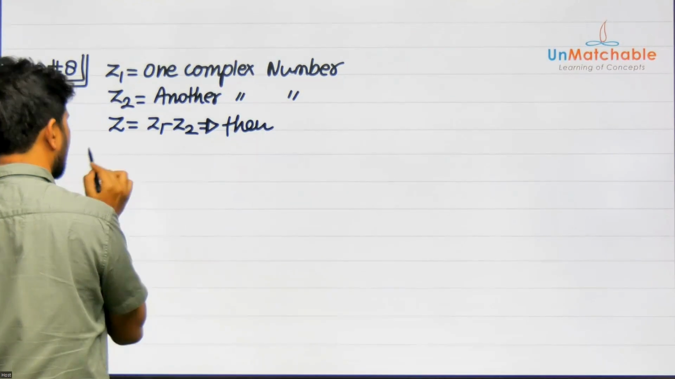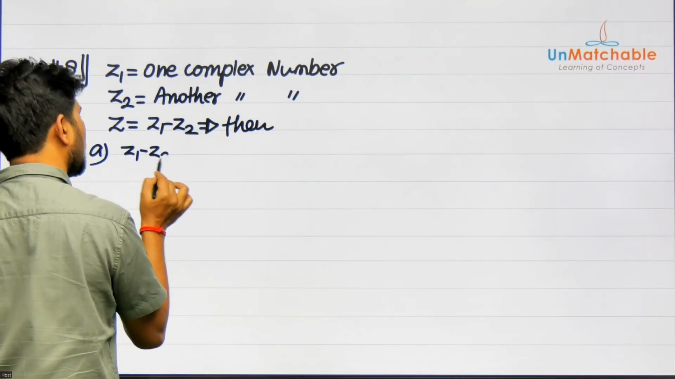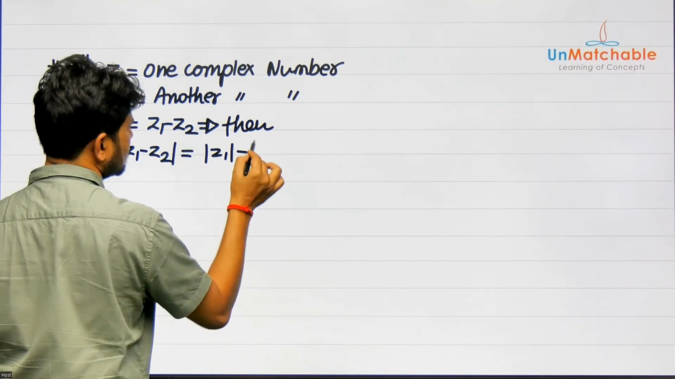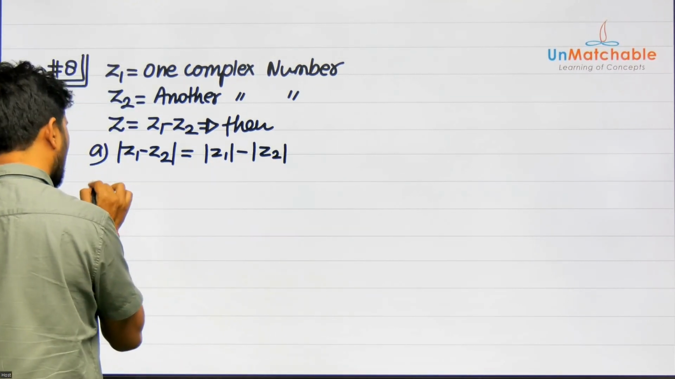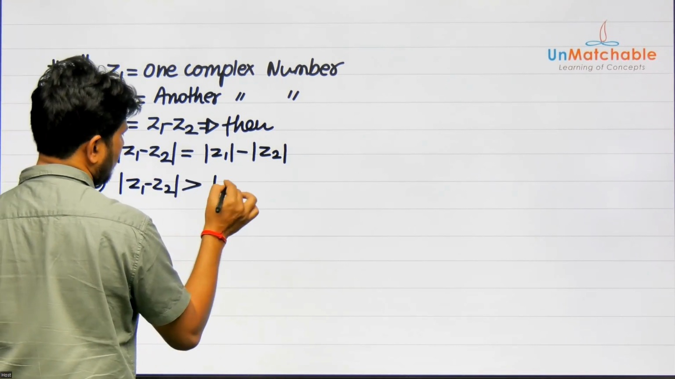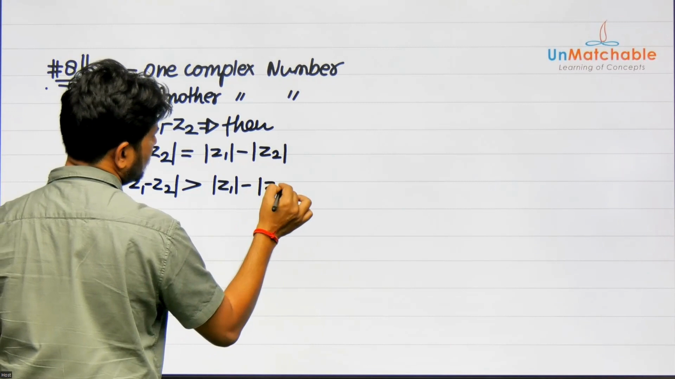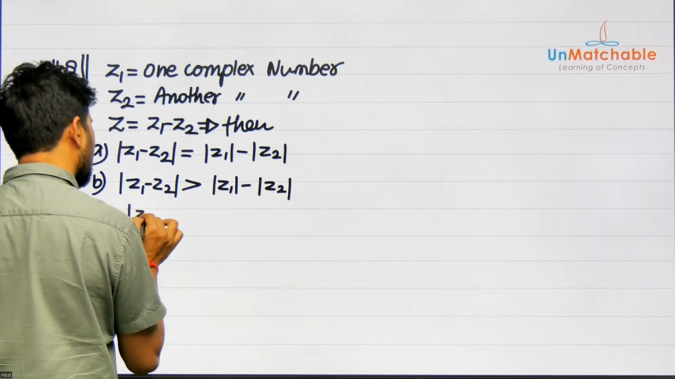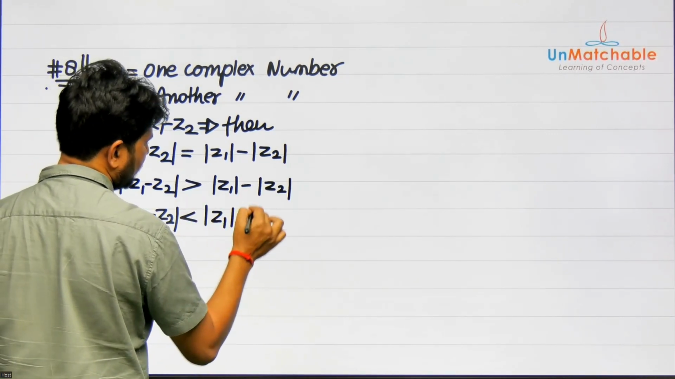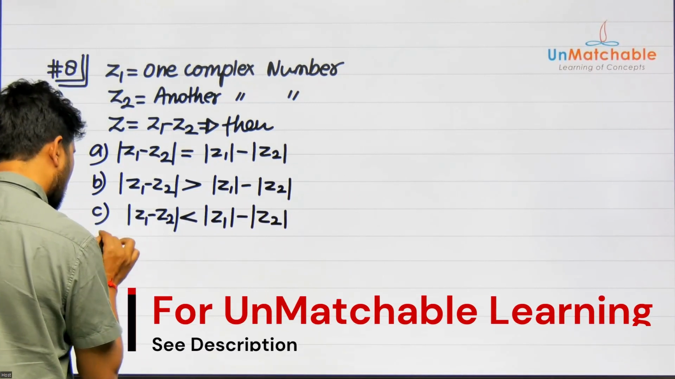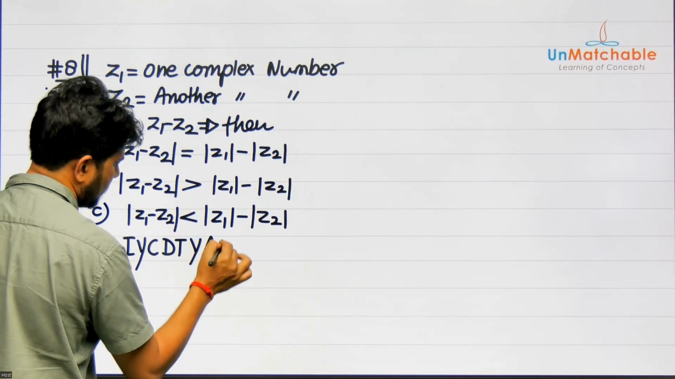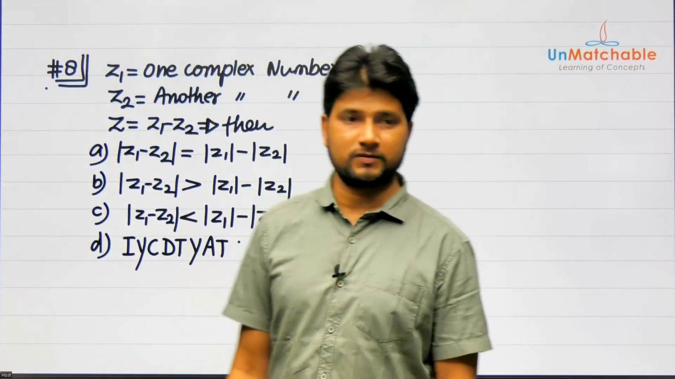Then you need to find out which one is correct. Z1 minus Z2 mod will be equal to the difference of the moduli of Z1 and Z2, or the modulus of Z1 minus Z2 will be greater than the difference of the moduli of Z1 and Z2, or the modulus of the difference of Z1 and Z2 will be less than the difference of the moduli of Z1 and Z2, or if you click D then you are that.